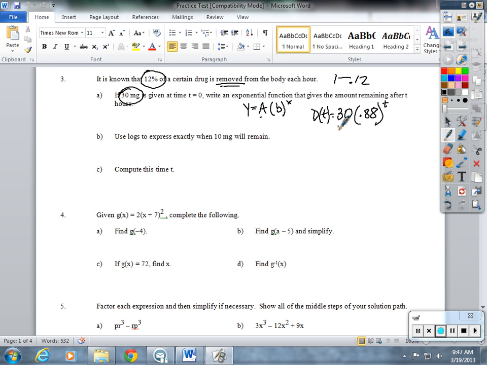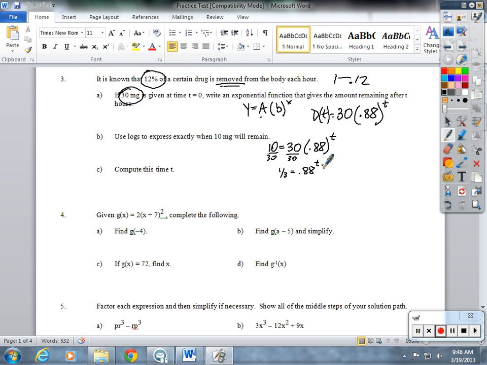Use logs to express exactly when 10 milligrams remain. That doesn't mean actually compute it. That means a logarithmic statement should be given. So 10 equals 30 times 0.88 to the t power. So I divide both sides by 30. A lot of people want to subtract for some reason. 1/3 equals 0.88 to the t power.